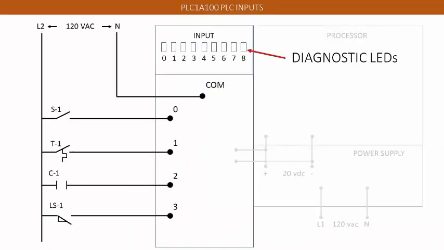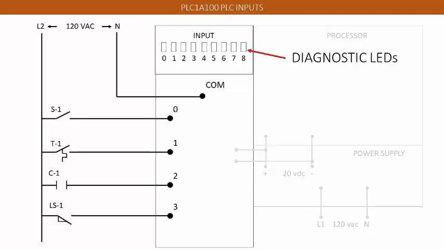This slide is a graphical representation of a typical PLC input section. Notice the diagnostic LEDs located at the top of this input module, as well as the PLC processor located to the right of the module. The PLC power supply is located directly under the processor.